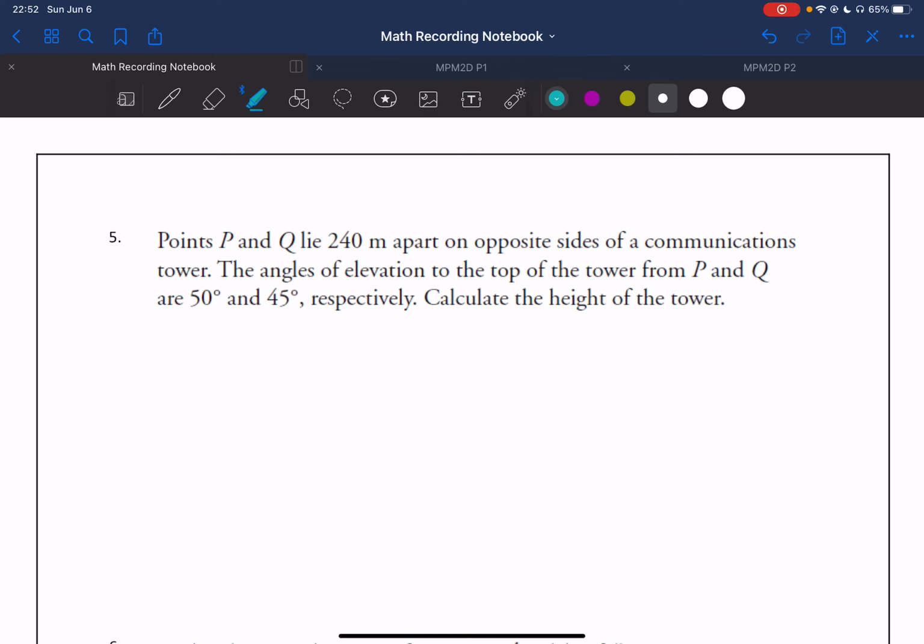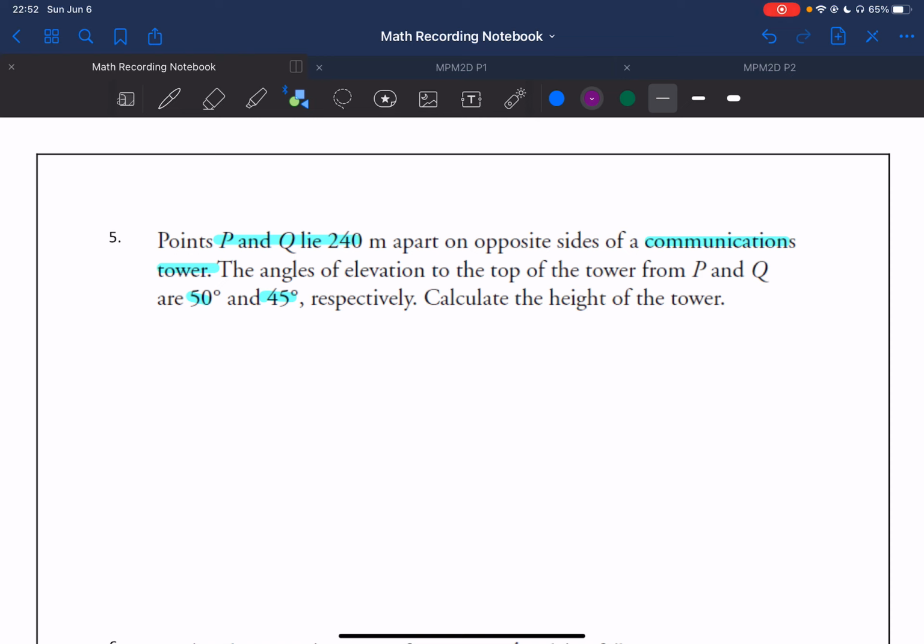So we have two sides, they are 240 meters apart. And in the middle, there's a communications tower. The angles of elevation to the top of the tower from P and Q are 50 degrees and 45 degrees respectively. What we want to do is calculate the height of the tower. So what I'm going to do first is draw this out.